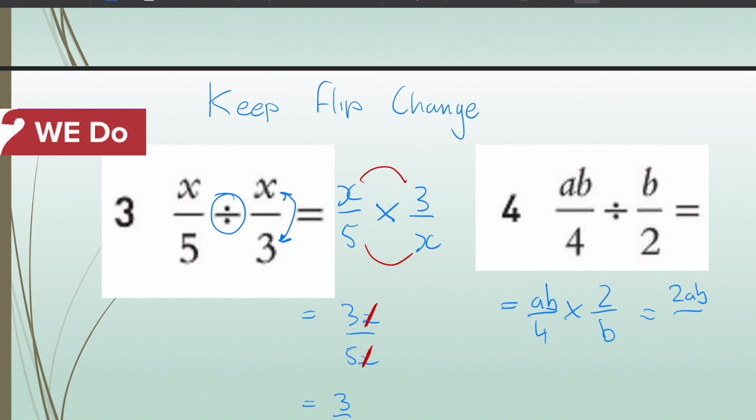2ab over 4b. And now it's just a simplification problem. 2 fits into 2 once, 2 fits into 4 twice. There's an a on the top but no a on the bottom, so the a will stay where it is, but there is a b on the top and bottom, so we'll cancel those out. And we're left with a over 2.